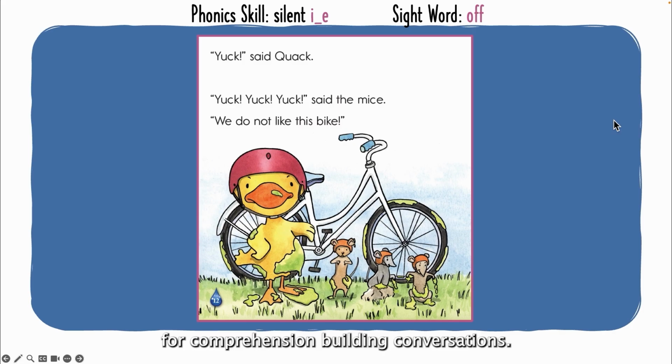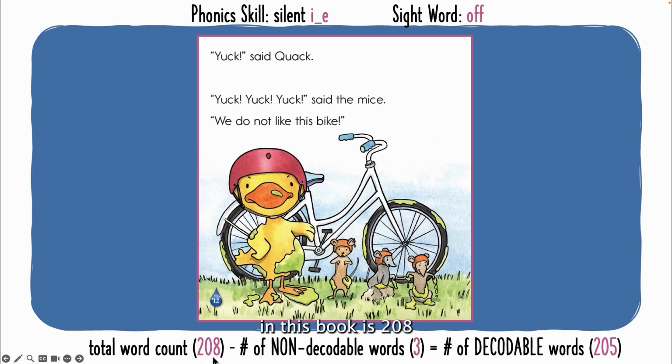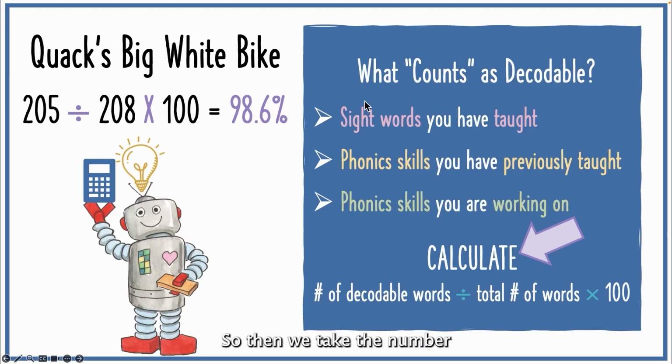So once you've looked through this book, the total number of words in this book is 208, and the number of non-decodable words that I counted was 3. So what I'm gonna do is subtract 3 from that total number of words, and that's gonna give me the number of decodable words. So there are 205 decodable words in this book. Then we take the number of decodable words, divide it by the total number of words in the text, and multiply it by 100 to get the overall decodability.